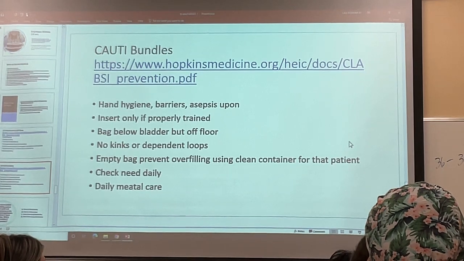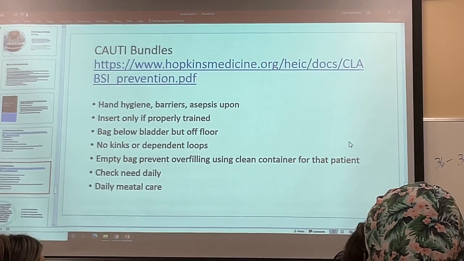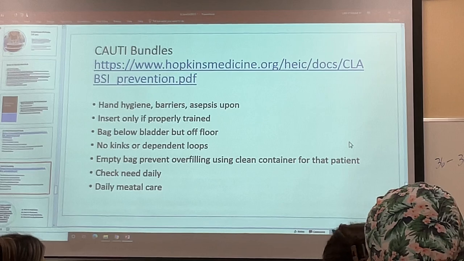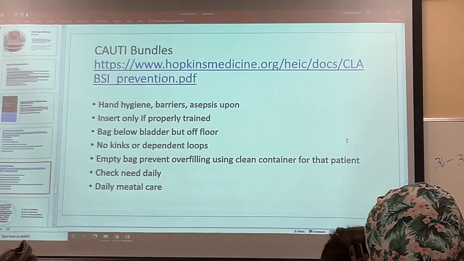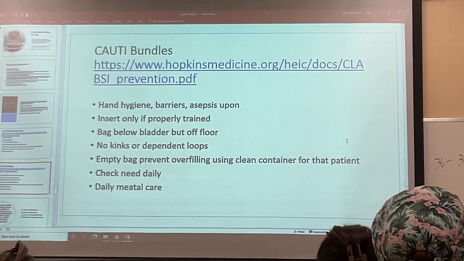He goes, oh, I didn't know. He was a young resident, and he just didn't know any better. But you do have to protect your patient. Just say it nicely.